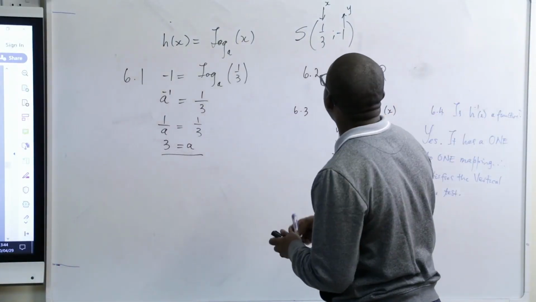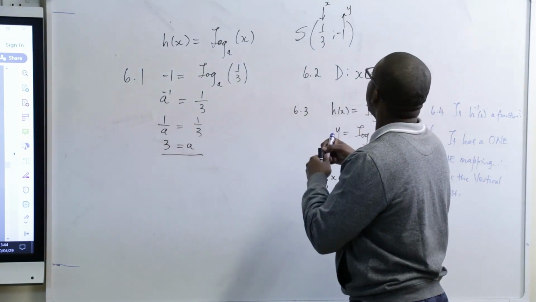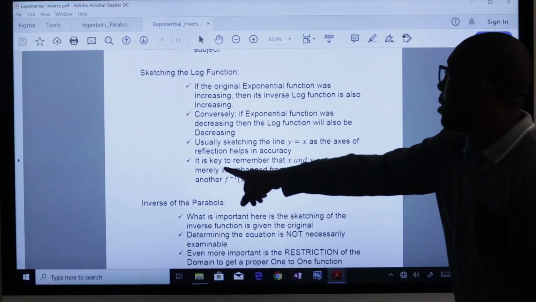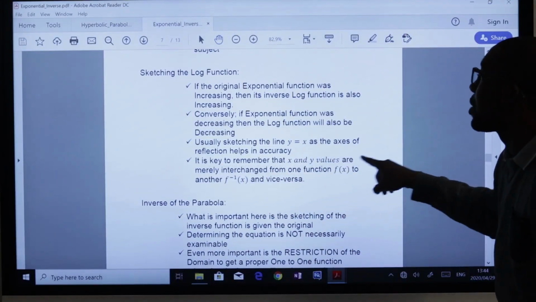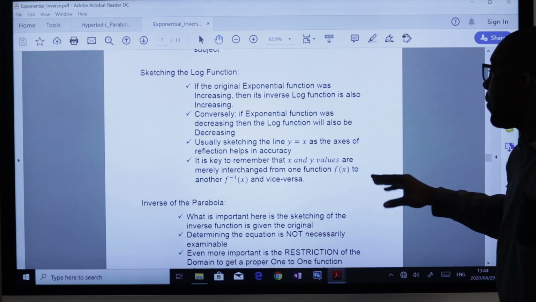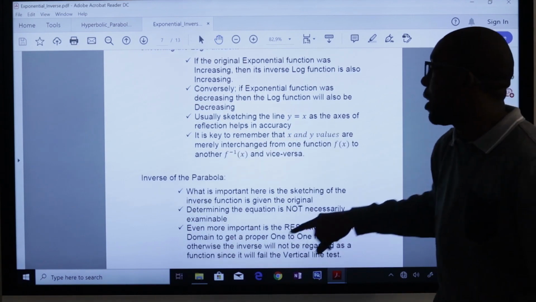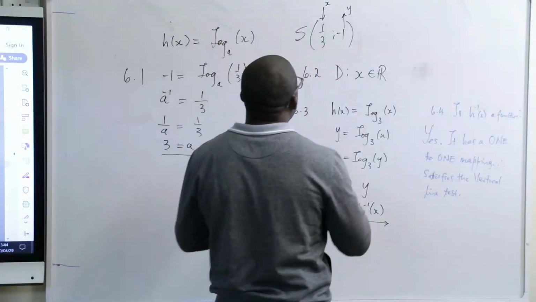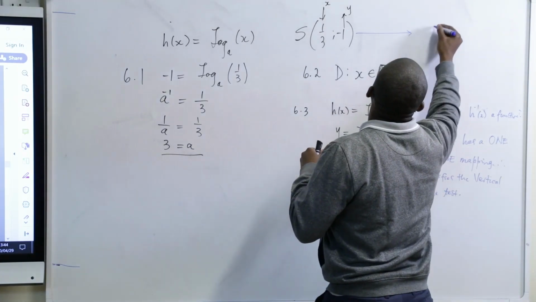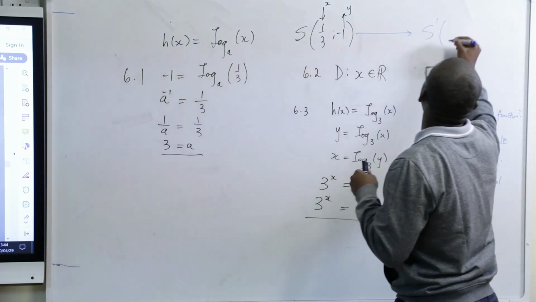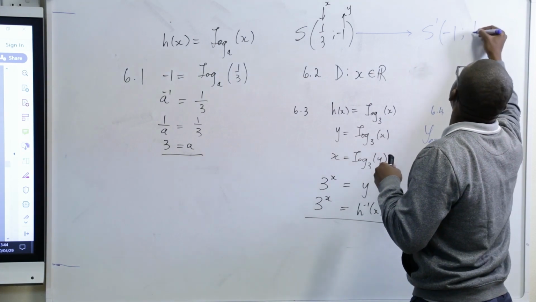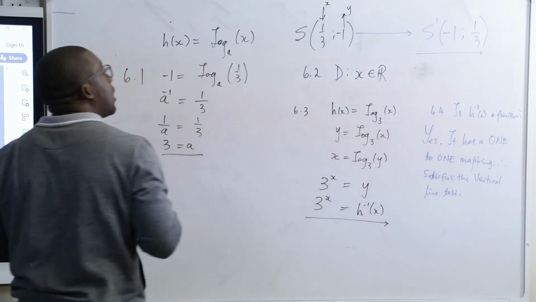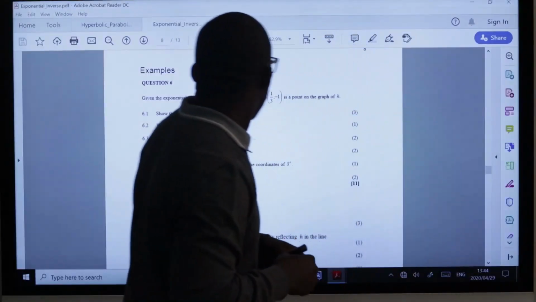And we mentioned it right here: when you move from one function to the other, it is key to remember that x and y values are merely interchanged, from f of x to f to the minus 1. So in the same instance, if you are moving from S to S prime, you merely have to interchange the x and y values. So S prime is (-1, 1/3).